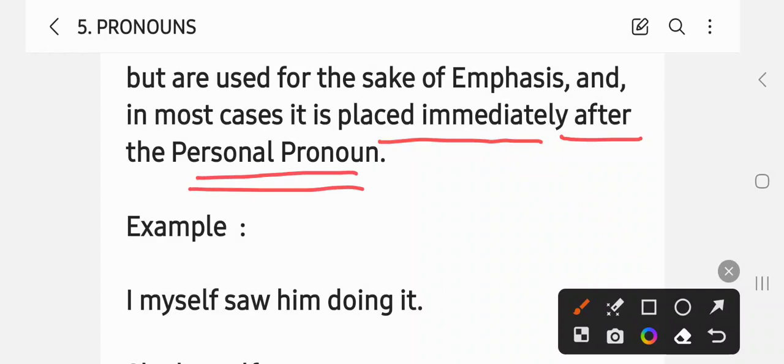Let's have a look at this example. I myself saw him doing it. Now here I is a personal pronoun and myself is an emphatic pronoun. So the emphatic pronoun myself is placed immediately after the personal pronoun I. This is one way to identify an emphatic pronoun, because in a sentence one might get confused between a reflexive pronoun and an emphatic pronoun. So this is one of the ways of identifying an emphatic pronoun, that it is placed immediately after the personal pronoun.